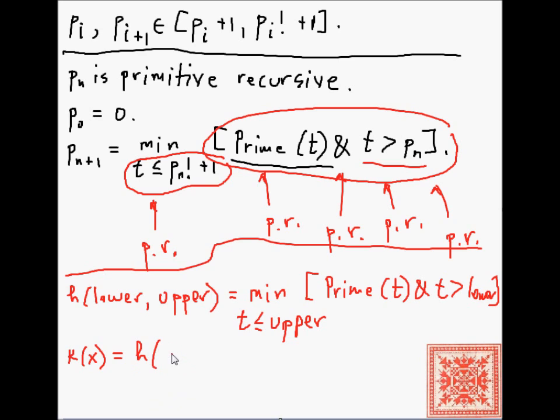Okay, and given this, we can define this function k of x in terms of h, which is obviously primitive recursive: x as the lower bound and x factorial plus 1 as the upper bound. And now, given k of x, we can rewrite p sub n in terms of k of x. P sub n plus 1 is equal to k of p sub n. And this is primitive recursive.